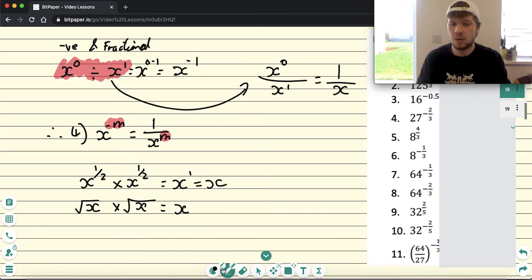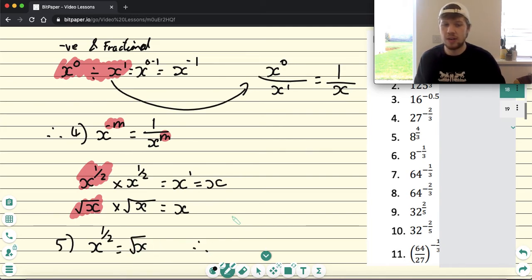So therefore, from this, we would know that these two values must be interchangeable because they do the same job in this sum. So my final rule, I can say that x to the power of a half would be the square root of x. So therefore, if I think about this as a fractional power, my 1 is going to be the power here, and my 2, my denominator, is going to be the power of my radical.